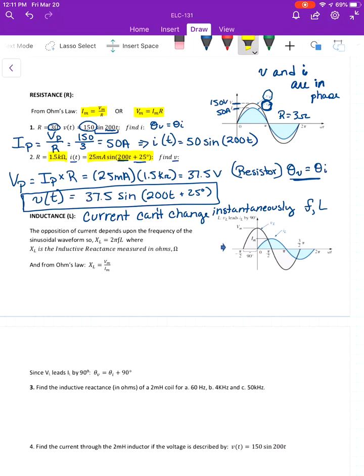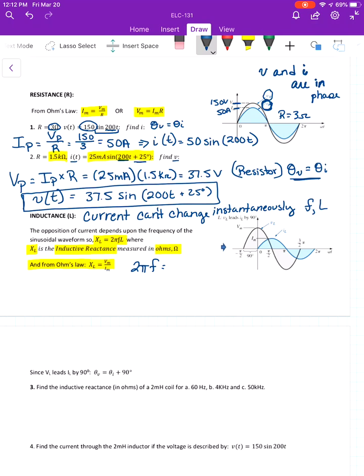Okay, we have to find the inductive reactance, and we're going to call that X sub L. And it's measured in ohms. So we're going to be able to use that in our Ohm's law equation when we find the reactance. We're going to use that just like we would resistance. And how we find that is by multiplying 2 pi f times the inductor value. And remember that 2 pi f is equal to omega, or our angular frequency.